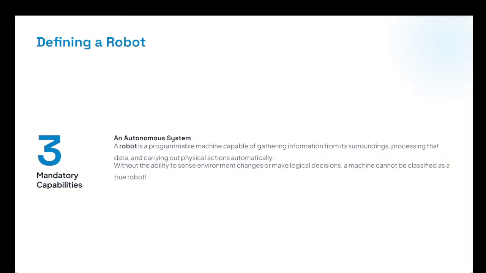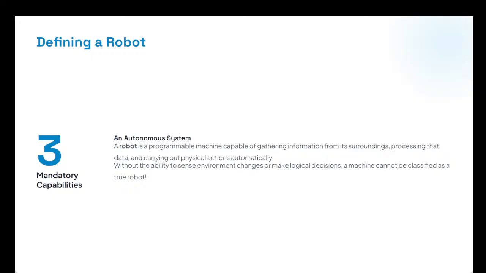Next, defining a robot. An autonomous system. A robot is a programmable machine capable of gathering information from its surroundings, processing data, and carrying out physical actions automatically. Without the ability to sense environmental changes or make logical decisions, a machine cannot be classified as a true robot. This is a core part, so I'm going to repeat that again, but slowly so you understand.